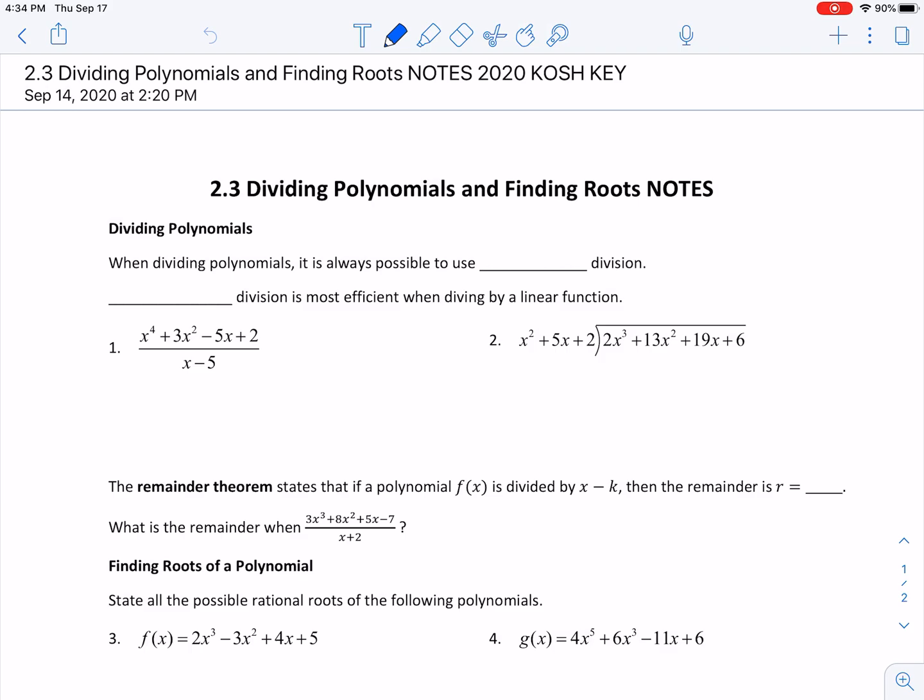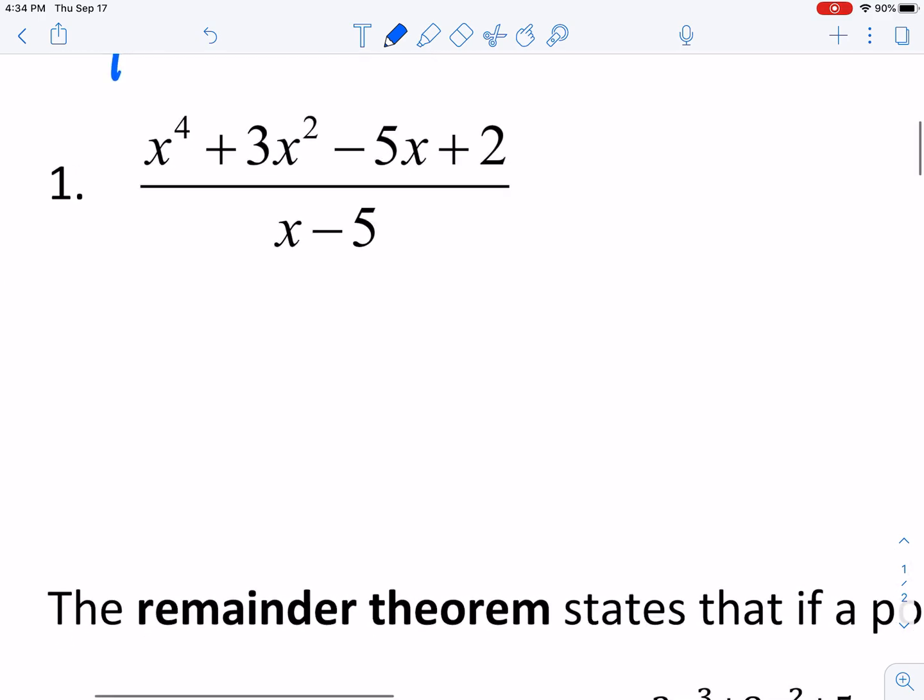Okay, so when dividing polynomials, it is always possible to use long division, but synthetic division is most efficient when dividing by a linear function. I could always divide anything by long division, but it's a little more tedious. So as a reminder, with synthetic division, that's what we'll use in this first one. This one is missing an x cubed term, and you'd need to take care of that if you're using synthetic division or long division.